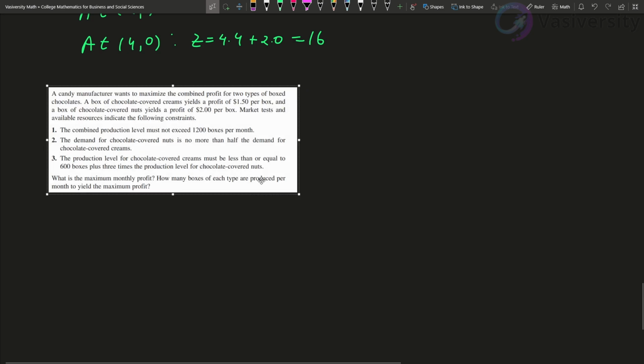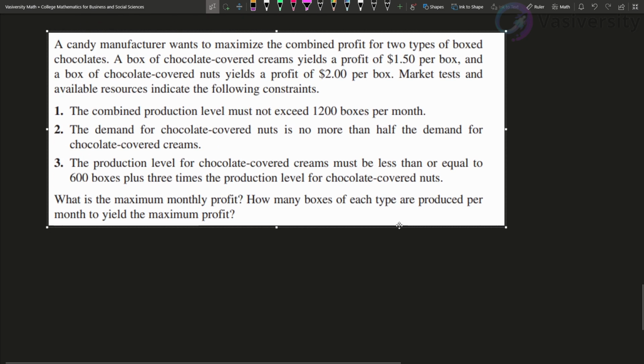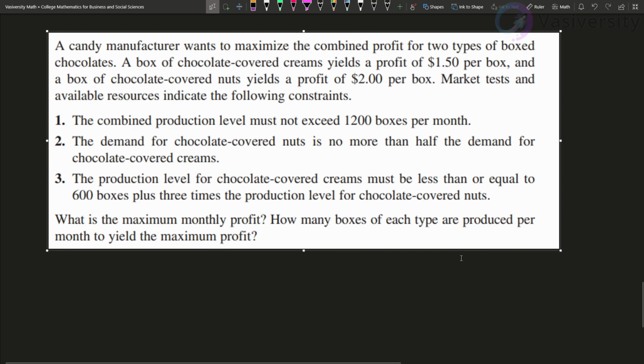A candy manufacturer wants to maximize the combined profit for two types of boxed chocolates. A box of chocolate covered creams yields a profit of $1.5 per box, and a box of chocolate covered nuts yields a profit of $2 per box. Market tests and available resources indicate the following constraints. The combined production level must not exceed 1,200 boxes per month. The demand for chocolate covered nuts is no more than half the demand for the chocolate covered creams.